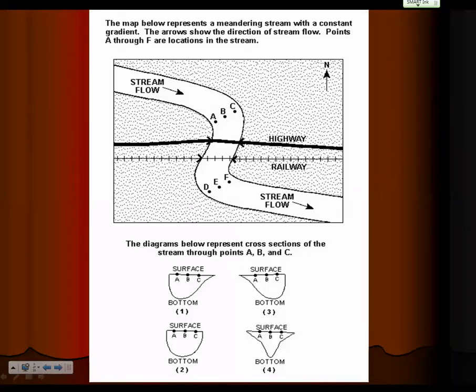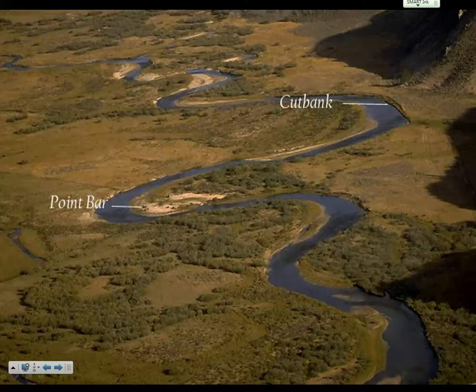All right, here's a question. The diagram below represents cross-sections of a stream through points A, B, and C. And we are supposed to figure out which choice is correct. And A, B, and C up here in this question are on a meander. And so you have to remember that point C is on the outside of the curve where it's going faster and therefore eroding deeper. And point A is on the point bar side, the slow side, where it's depositing. So we're looking at a choice where it's deepest at C. And that would be choice 3. Hopefully you had it. Some more pictures of point bars and cut banks. I believe that's in Alaska.